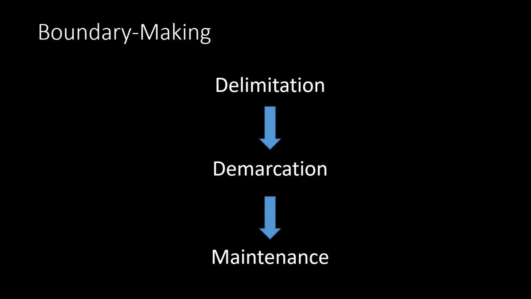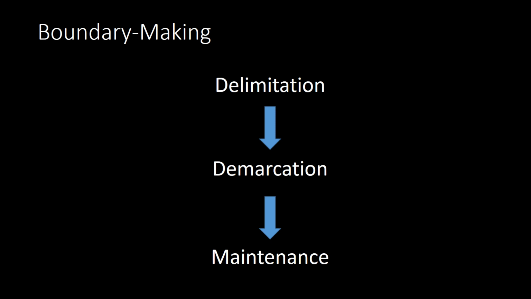This is basically drawing the boundaries on the map. The second is demarcation, which is marking out the boundary on the ground. And the third is maintenance, and this is political and physical. Maintenance happens in the contemporary moment, right? So we've been talking about the delimitation and the demarcation stages. In the next set of slides, we're going to talk about the maintenance stages.